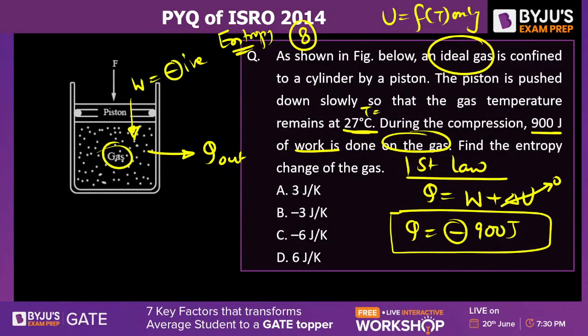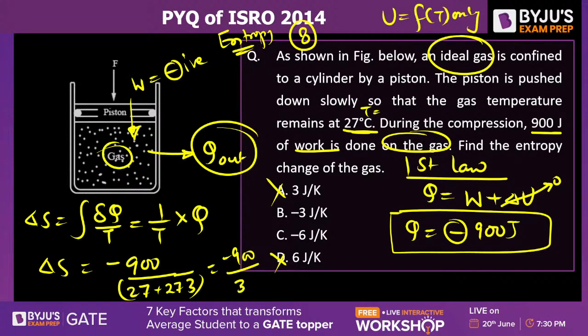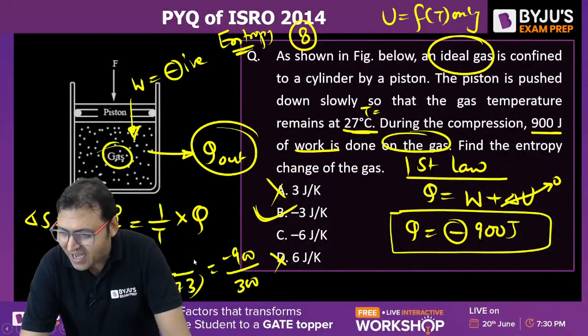Now if we talk about the entropy change, that is the integration of del Q by T. Because the temperature is constant, the integration of del Q is Q. Because heat is leaving the system, there is a decrease in entropy, so a positive value cannot be the right answer. So it is minus 900 divided by 27 plus 273. Whenever heat is rejected from the system, it will decrease the entropy of the system. So it is minus 900 upon 300, which is minus 3 joule per Kelvin. B is the correct answer for this one.